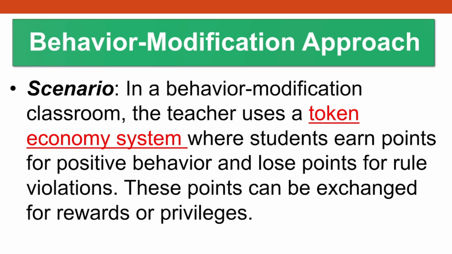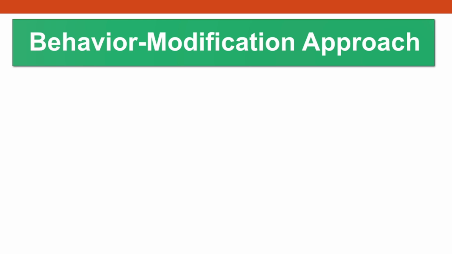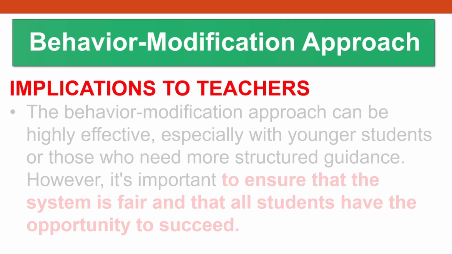A teacher using the behavior modification approach might implement a system where students earn points or tokens for completing assignments on time, participating in class discussions, or exhibiting positive behavior. These points can be exchanged for rewards or privileges. Conversely, students may receive consequences, such as loss of privileges or extra assignments, for disruptive behavior or failure to follow classroom rules. So knowing these, what are the implications for future teachers?